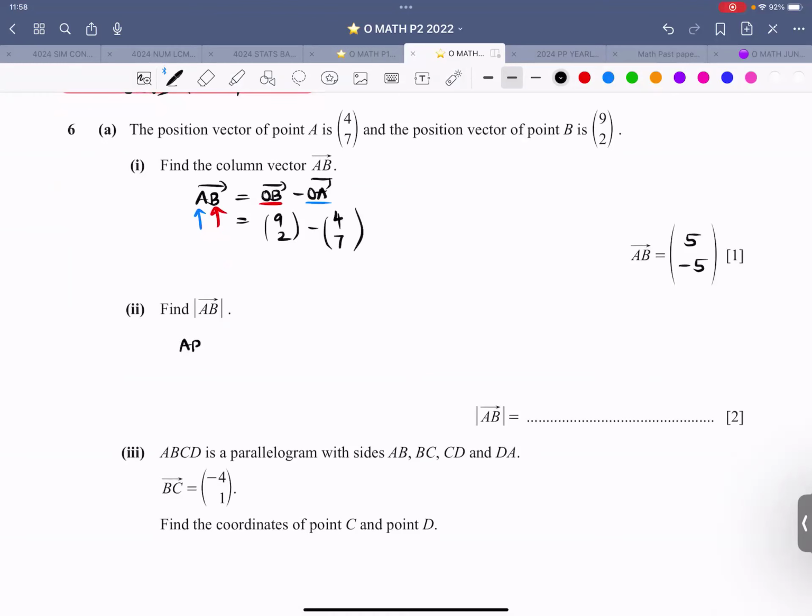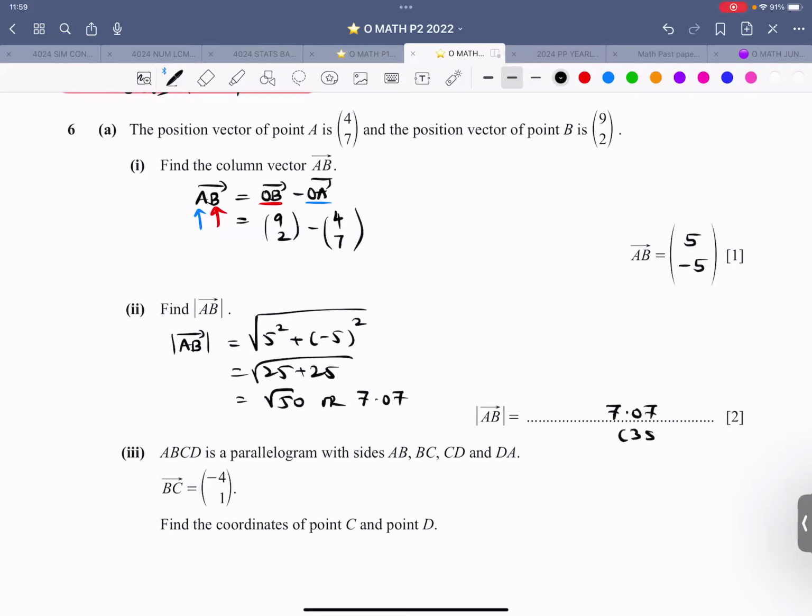So magnitude of AB, that is 5 squared plus negative 5 squared, square root. That is 25 plus 25, square root. That is root of 50. We can also write it in decimals. That is 7.07. So this is a 3 significant figure value, 7.07 to 3 SF, or root 50. That is exact. So both options are possible.